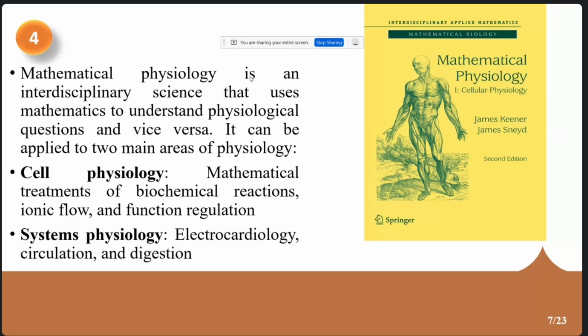Those who are willing to work in this area, mathematical physiology, you can go for the first book, the first author.